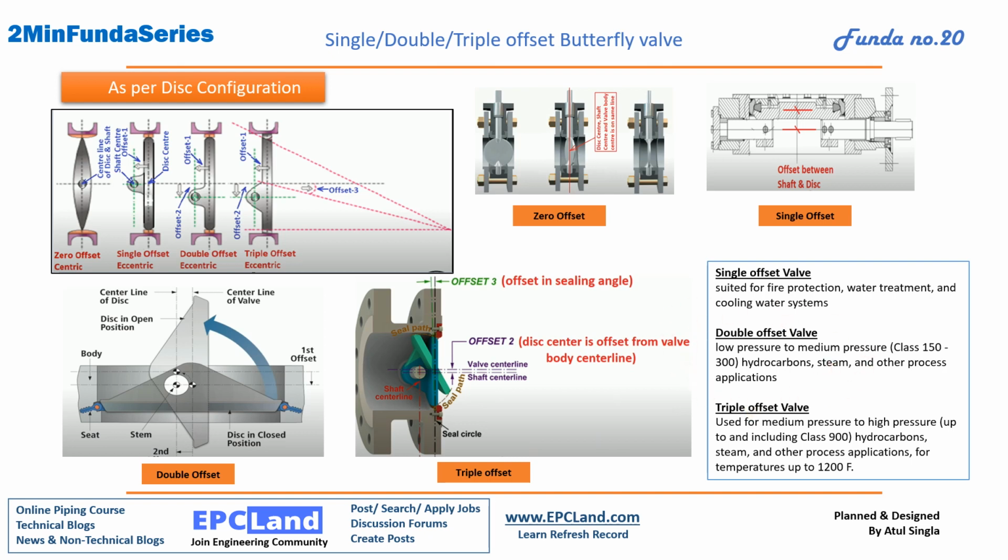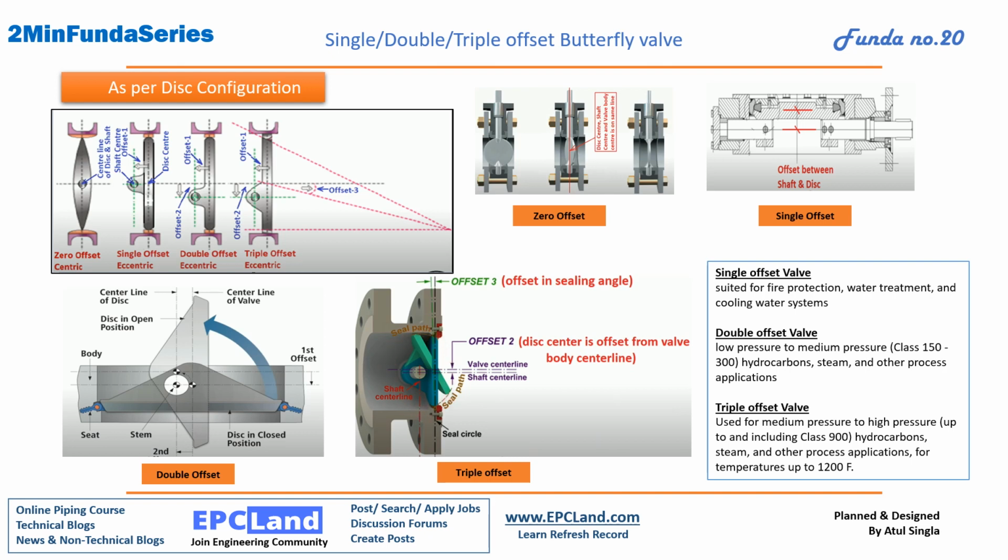Triple offset valves are used for medium to high pressure, up to class 900, in hydrocarbon, steam and other process applications, for temperatures up to 1200 Fahrenheit. So these are the benefits of this category. We have four categories here. Now let us go one step further. Let us try to understand why these offsets are there.